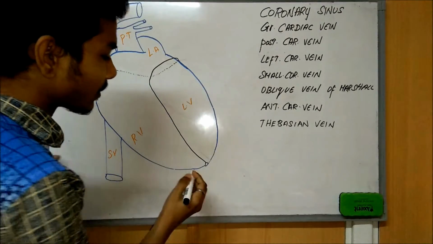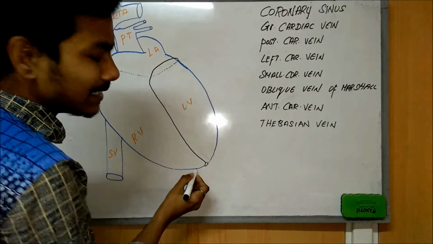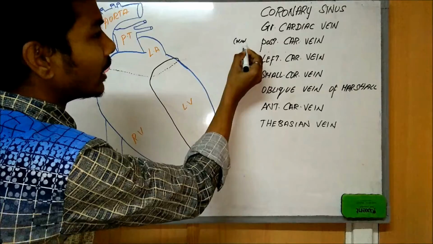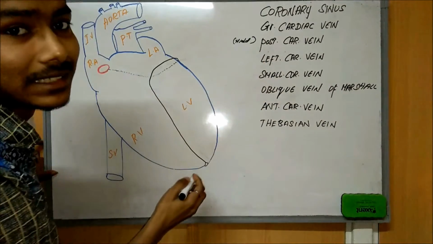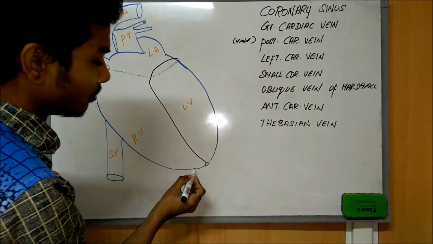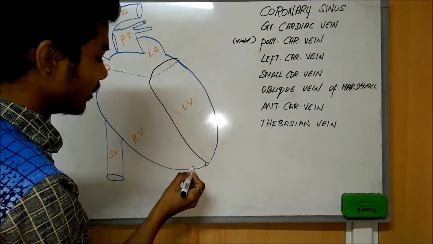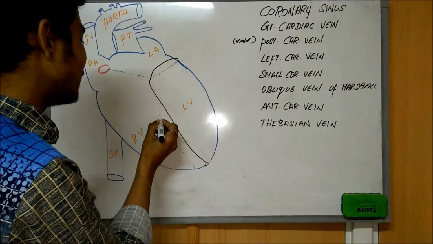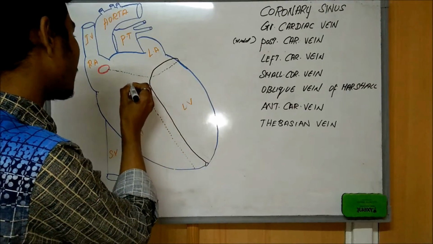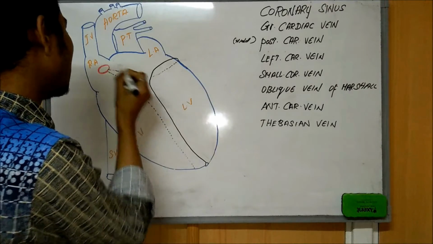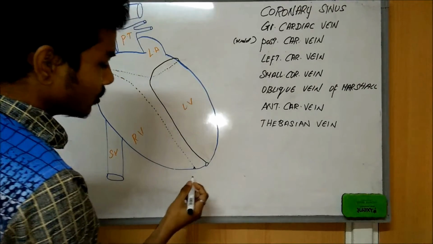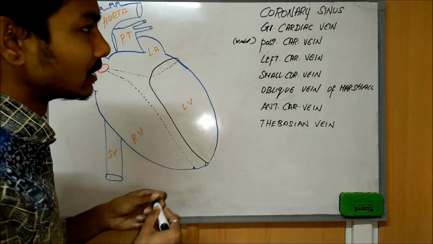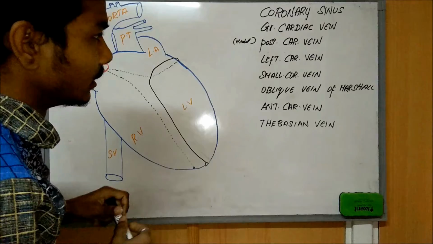And then the posterior cardiac vein. Posteriorly, it arises in the interventricular septum. So we can call it the middle cardiac vein or posterior cardiac vein. It arises in the posterior manner. So I'm making it in a dotted line. It goes anteriorly in an upward manner, and then drains into the coronary sinus.